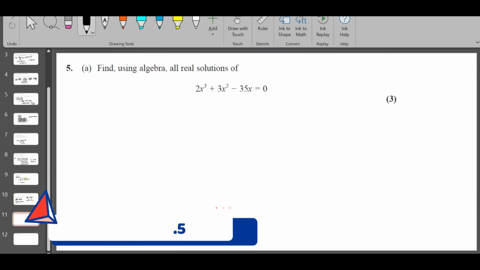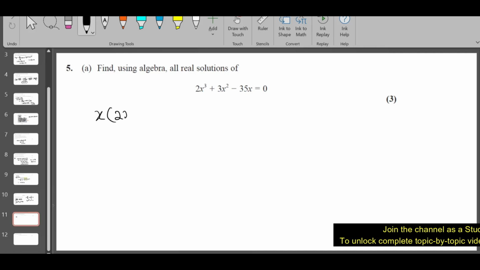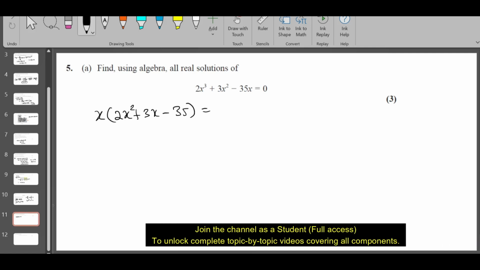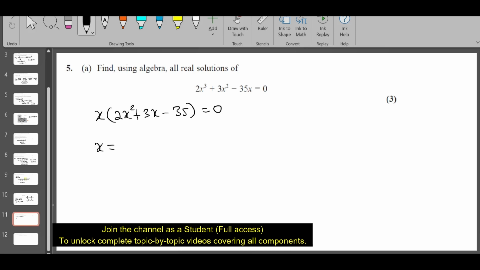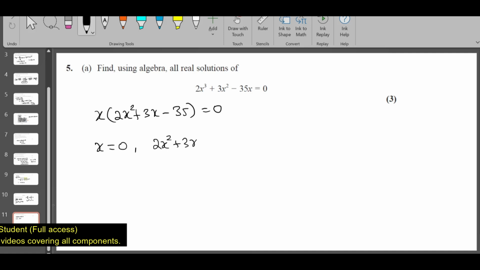Find using algebra all real solutions of this. Take x as a common factor. You will get 2x squared plus 3x minus 35 is 0. Equate it to 0 separately. X is 0 is the first solution. And then when you solve this quadratic, you will get other two solutions.